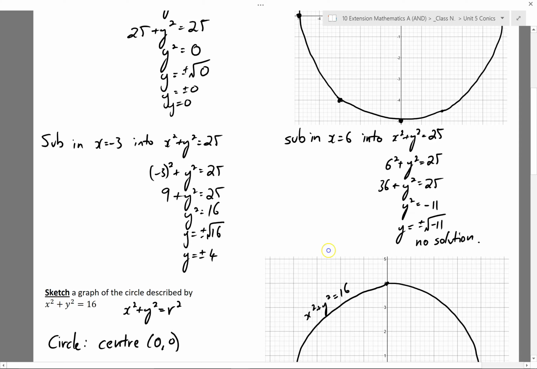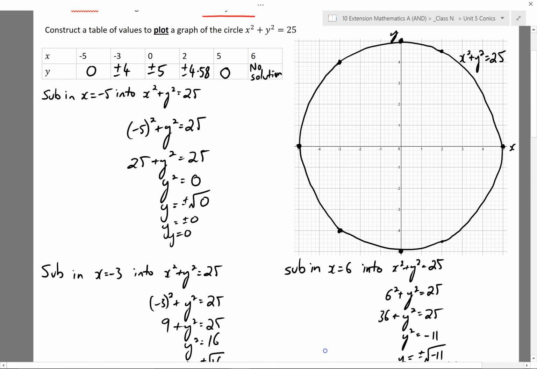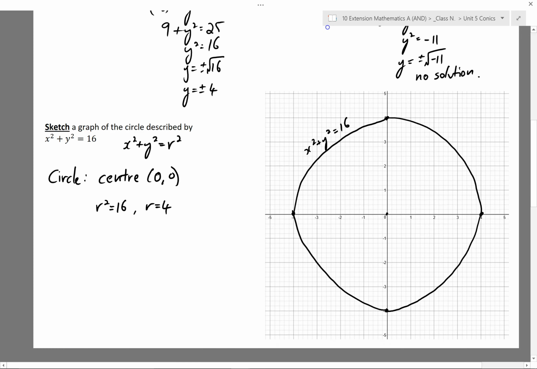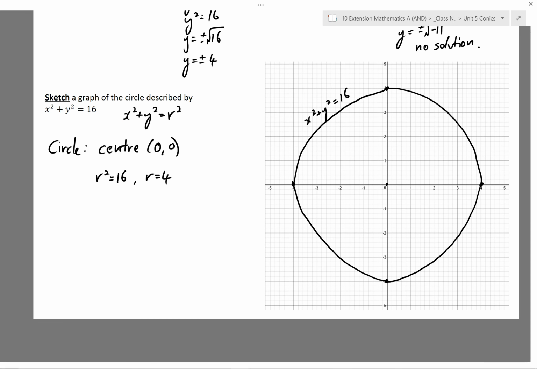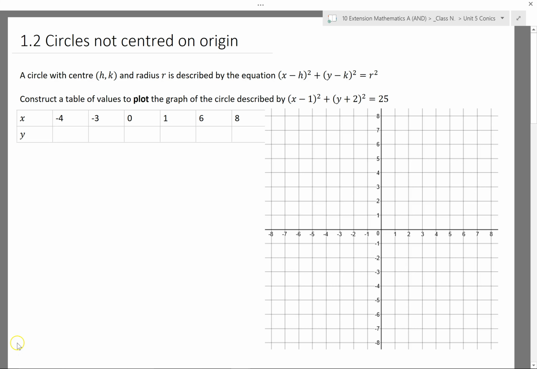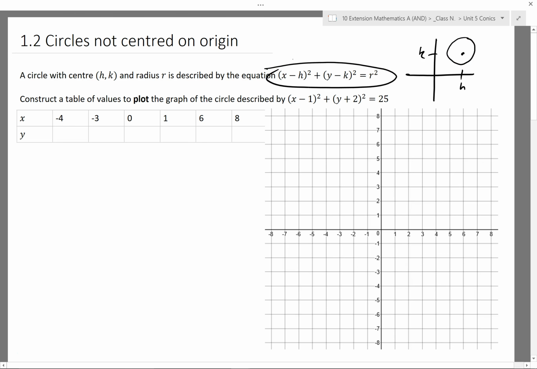So again, to look at the difference, plotting is you're a robot, just put in some points. Sketching is use your knowledge to just show the interesting points. So I'll show the center and the 4 extreme points of the circle. Now that was centered at the origin. So if I have a circle with a center, say h, k, so say I mark this point h, k, here it is, and it has a radius r, so again some radius around it, it'll be described by this equation.